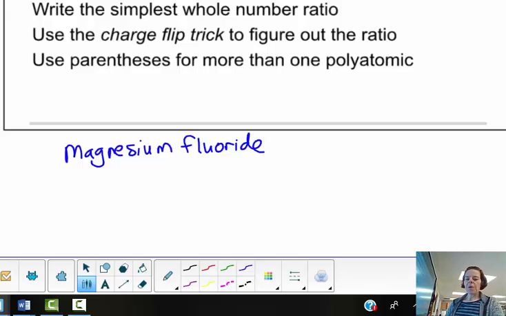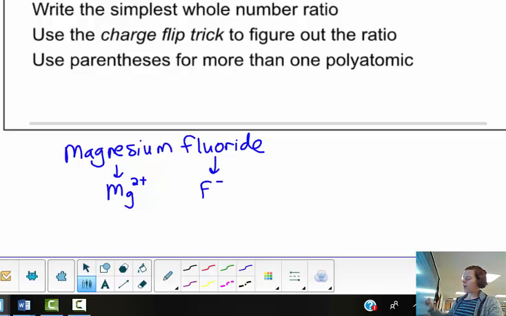Okay, so you would first find magnesium on the periodic table, Mg, and then you look at where it is and you're like, okay, it's in the alkaline earth metals. That gives it a 2+ charge. And then you have fluoride, and you find that on the periodic table, and it's F, and it's a -1, okay? So what you're going to do is you want to find the simplest whole number ratio, okay?